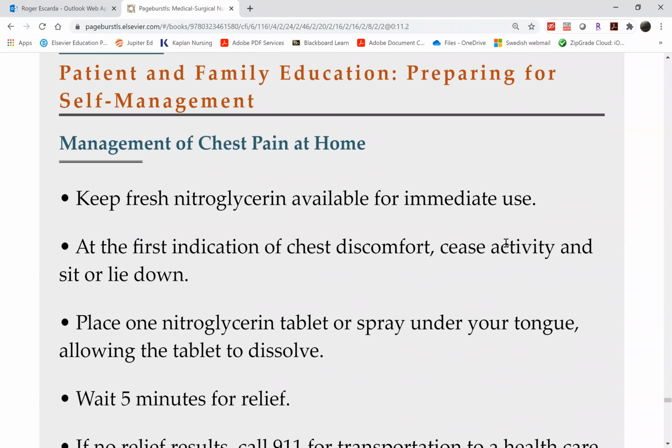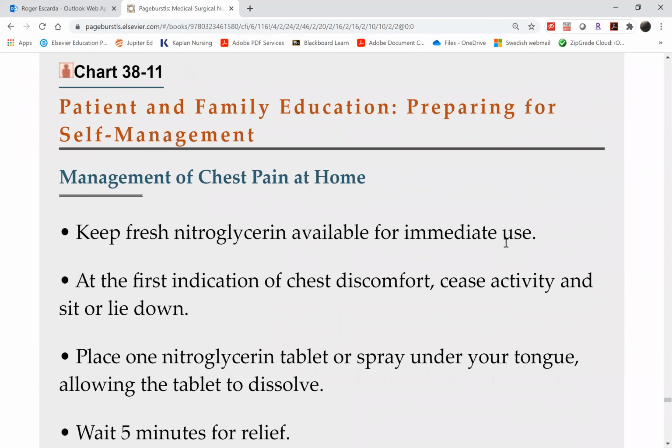Okay, so here is your teaching for nitro. Patients with known chronic stable angina or any other anginal episodes, the patient will be prescribed nitroglycerin, or after an MI. So a patient that suffers an MI, they will be sent home with a prescription for nitroglycerin. So this is your teaching for how to use it.